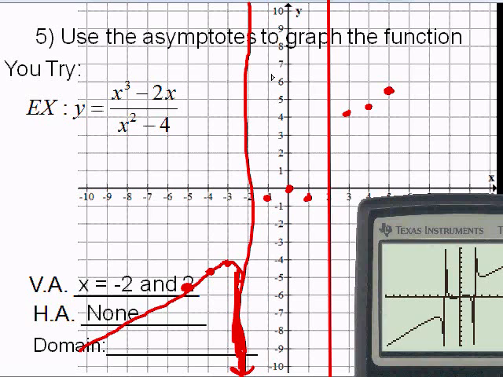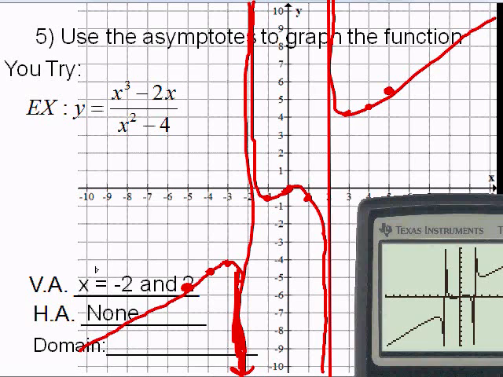This one right here, it does something weird. It looks like it goes down, dips up, and then goes back down again. Alright, this one right here goes down and then up. Alright, our domain is x cannot equal 2 or -2. And that's it.